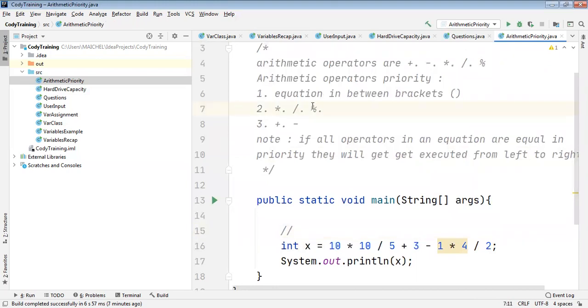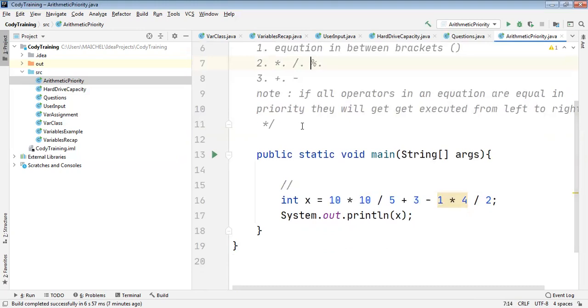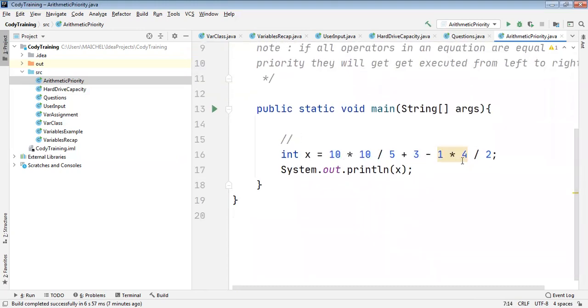Second, we'll look for multiply, division, and modulus. Do we have here multiply, division, or modulus? Yep. Right here. Here we have 1, 2, 3, 4. So let's execute them one by one from left to right. From left, this one is the first one, 10 by 10. What is the result of this 10 by 10? 100. Okay, 100. So here let's type 100.